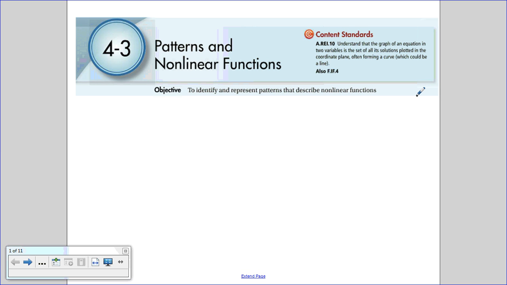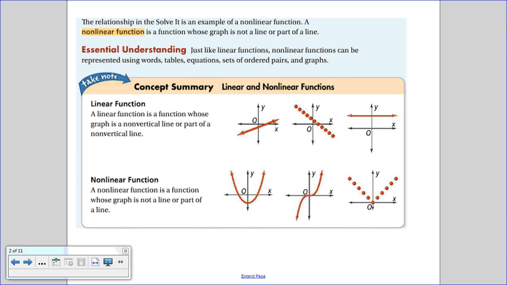Chapter 4.3. So this is a lot like the last section. However, the functions that we're going to be looking at are not necessarily linear. A nonlinear function, if you need this definition, write that, is a function whose graph is not a line or part of the line.